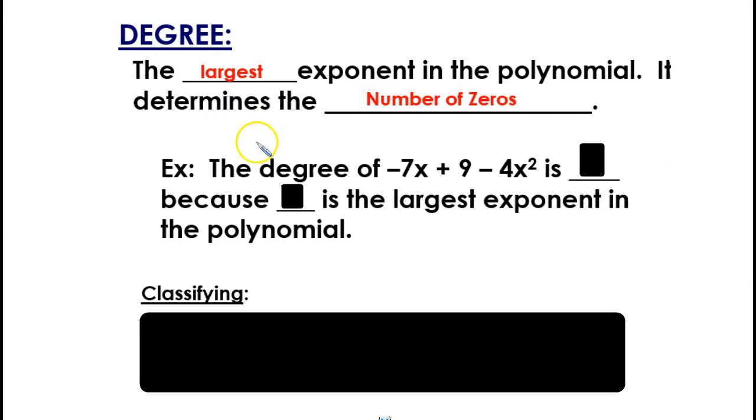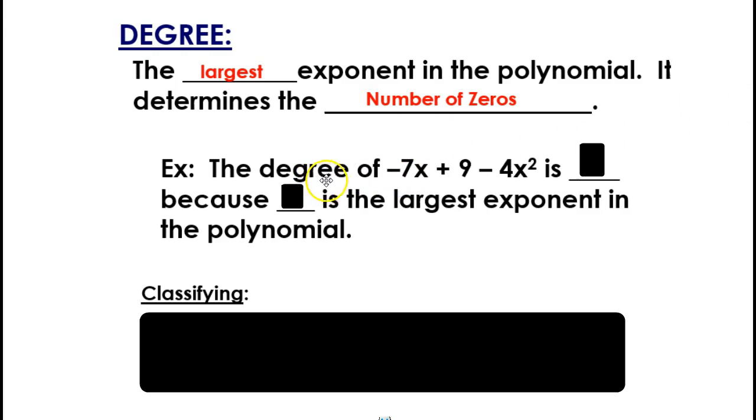Okay, so we want to be comfortable with a term called degree. Degree is simply when you look at all of the parts of a polynomial, it is the one with the largest exponent. It's the largest exponent itself. That is the degree. And the degree tells you how many zeros the function is going to have.